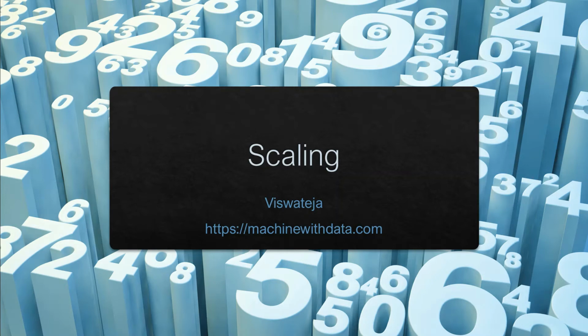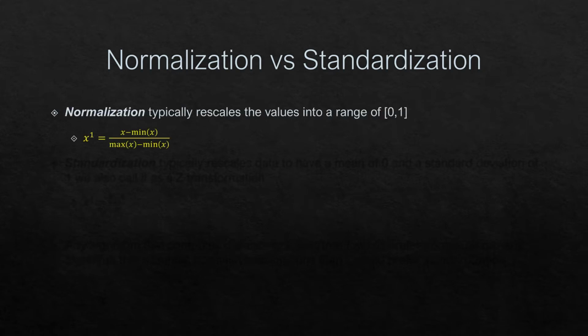Hello everyone. In this video, we'll talk about normalization and standardization, two different scaling techniques. So we'll get started. First, we'll try to understand what normalization is. Normalization typically rescales any given value into the range of 0 to 1, and this is the formula. Don't worry, we'll take some sample data and calculate it in Excel, so you'll understand more when we do it in Excel.